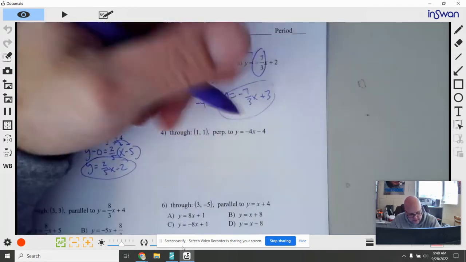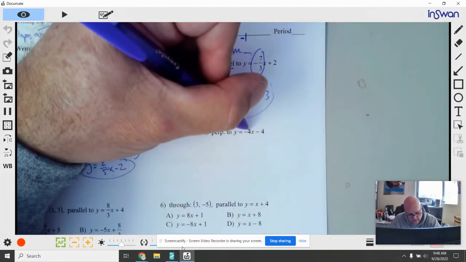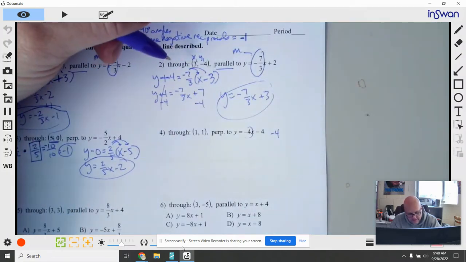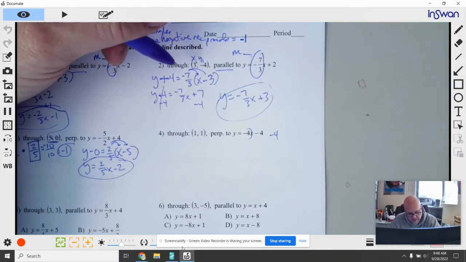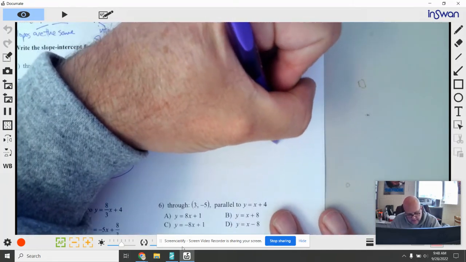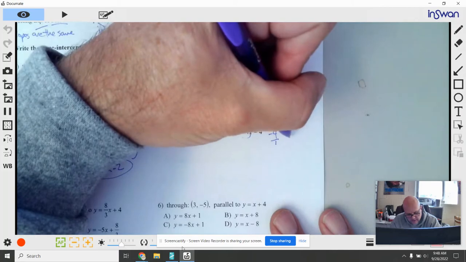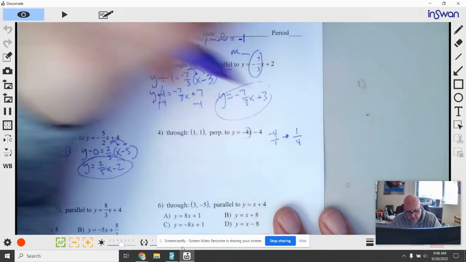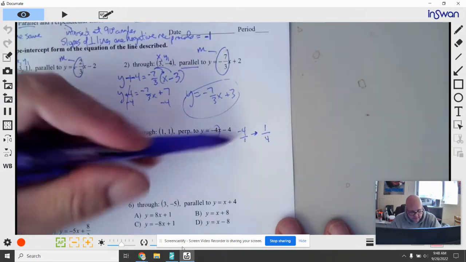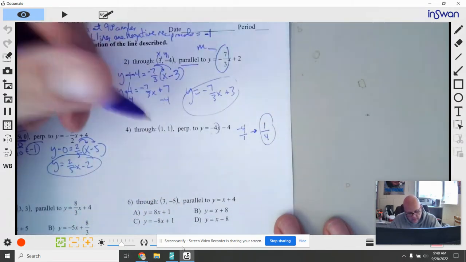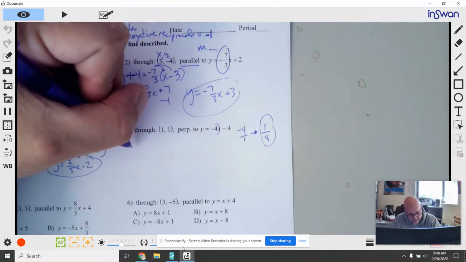Okay, let's go over to number 4. So let's take a look at this slope. This slope's a negative 4. So I need a negative reciprocal of that. And again, it's just the opposite reciprocal. So technically that's negative 4 over 1. So that would convert to a 1 over a positive 4. And if I was to multiply those together, that would reduce down to negative 1. So 1/4 is the slope that I need to use.